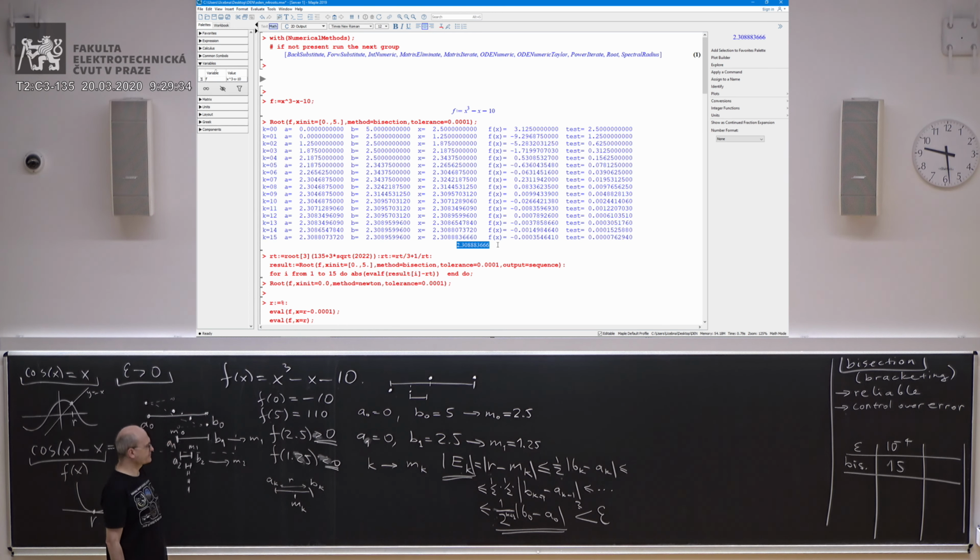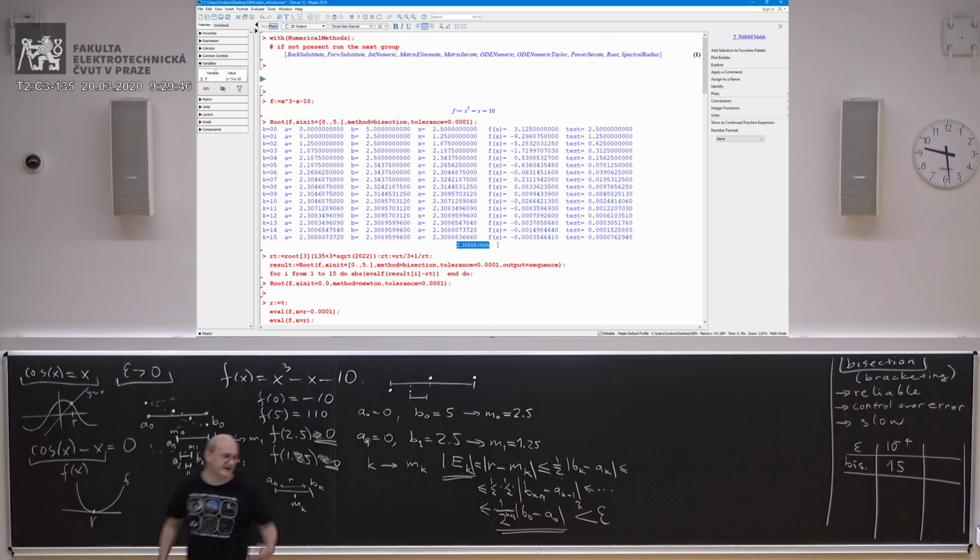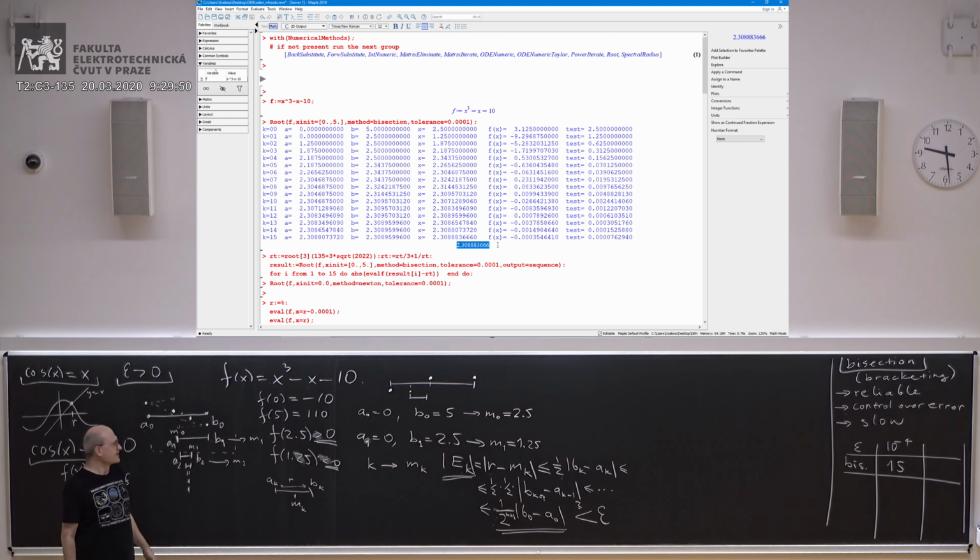Very nice. The third property, which I'm interested in, is that it's slow. What does it mean that it's slow? Well, it means that you have to do many, many calculations before you reach the precision. How do I know? Well, let's have a look at the experiment.